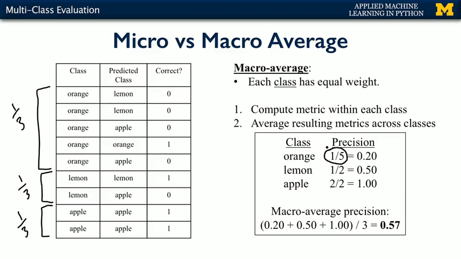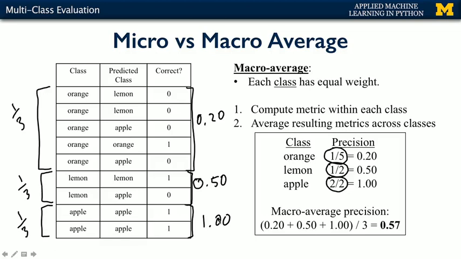For the second class, the lemon class, there are a total of 2 instances, and only one of them was predicted correctly, and that leads to a precision of 1/2, or 0.50, for the lemon class. And for the third class, the apple class, the classifier predicted both of these correctly, so that's a precision of 2 out of 2, or 1.0.